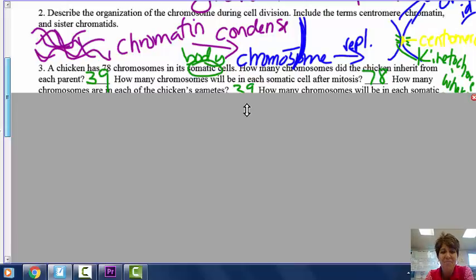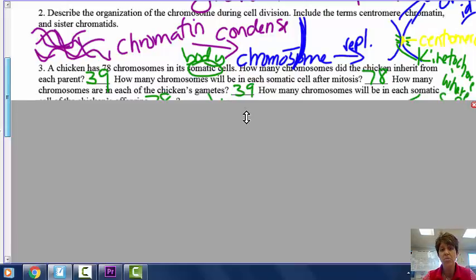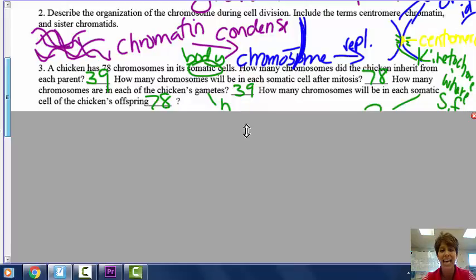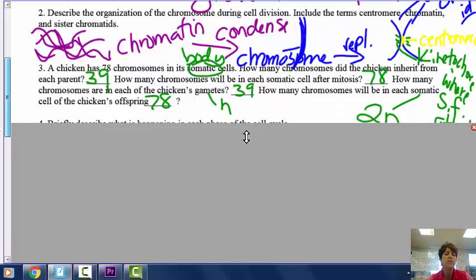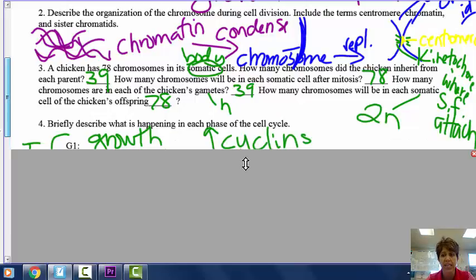How many chromosomes will be in each somatic cell after mitosis? Once it has divided, it will have 78 chromosomes, just like the original cell. How many chromosomes are in the gametes? 39, half. A cell, when it is diploid, is 2N, 2 of each chromosome, and when it is a gamete, it only has 1 of each chromosome, so it is just N. Each of the offspring are going to have 78 because fertilization restores the diploid number.